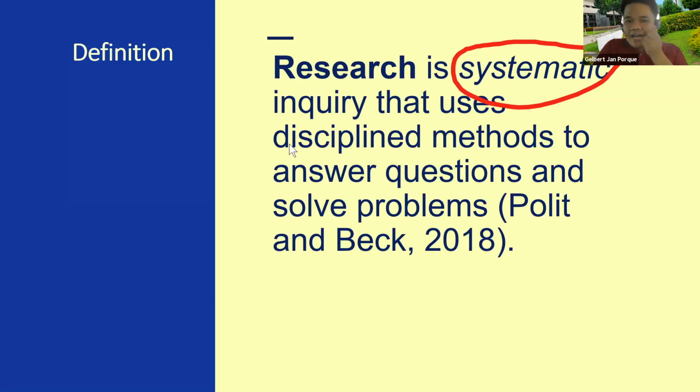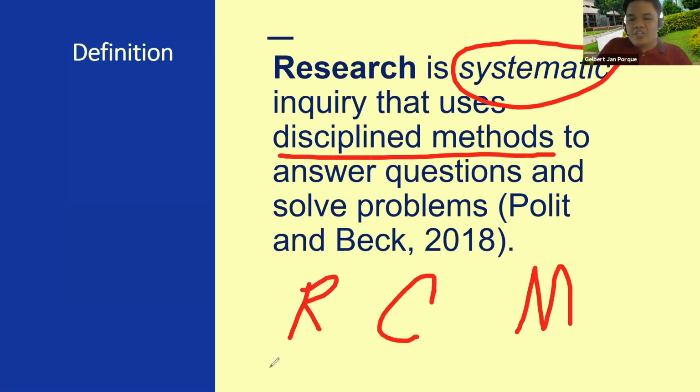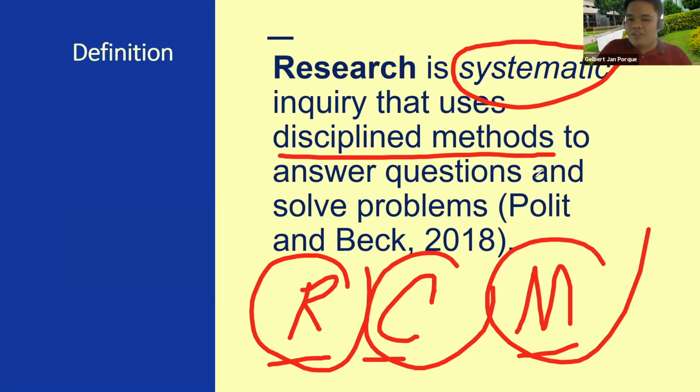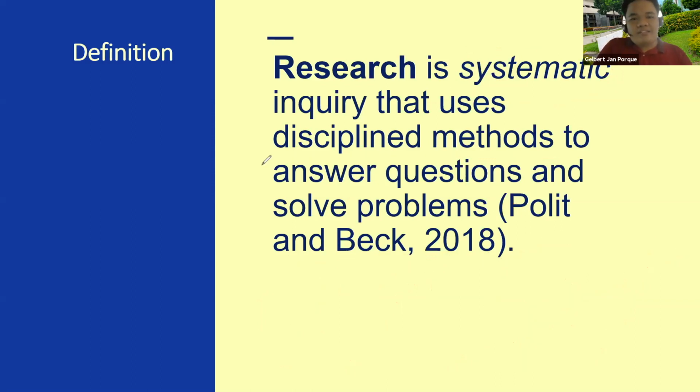So take note that you have disciplined methods. So I could not just say that my research is experimental because I'm mixing some chemicals. There needs to be disciplined methods, okay? For example, in an experimental research, there needs to be 3 criteria for you to say that your research is experimental. You need to have the criteria R, C, and M. There needs to be randomization, there needs to be control, and there needs to be manipulation. Again, R, C, M. Randomization, control, and manipulation. Without these 3 criteria, I could not say that my research is experimental.